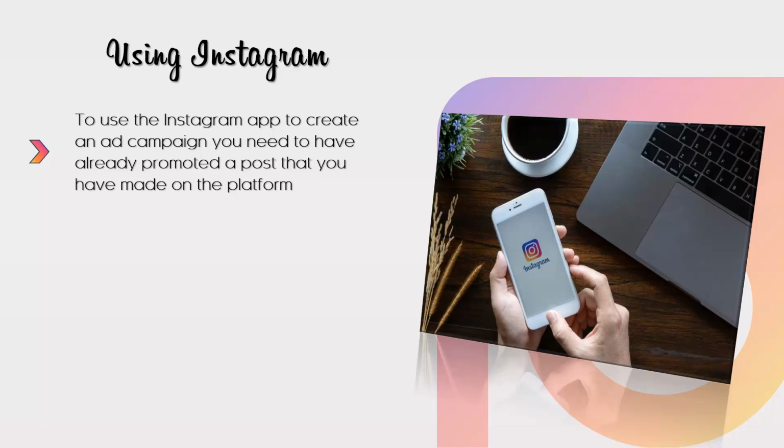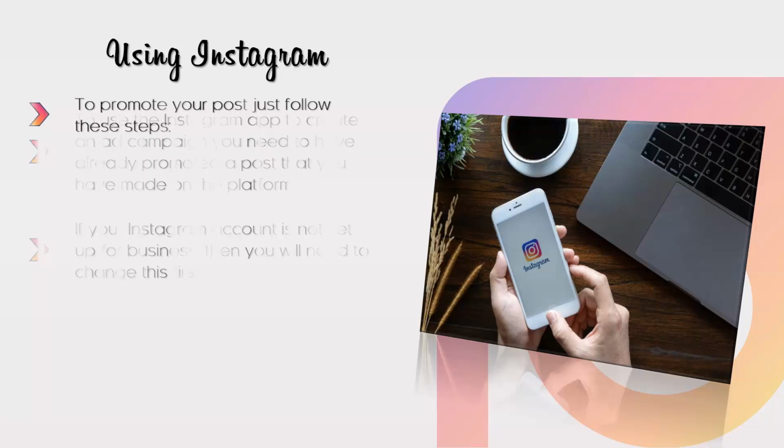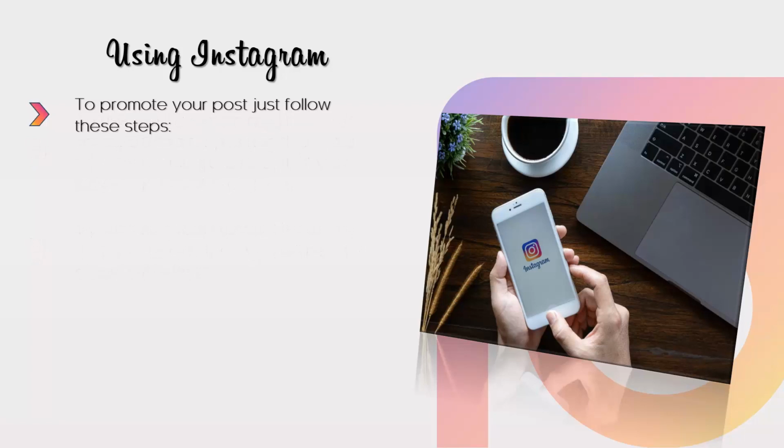Just find a post that has performed well and is receiving a good level of engagement, and then promote it to reach more Instagram users. If your Instagram account is not set up for business, then you will need to change this first. To promote your post, just follow these steps. Go to the post that you want to promote.